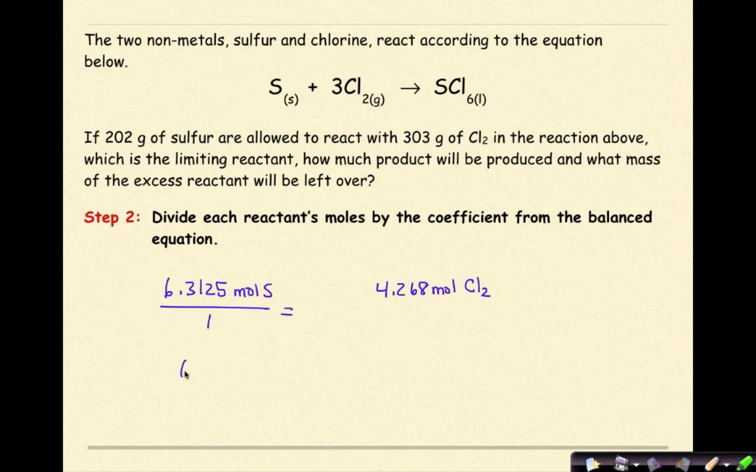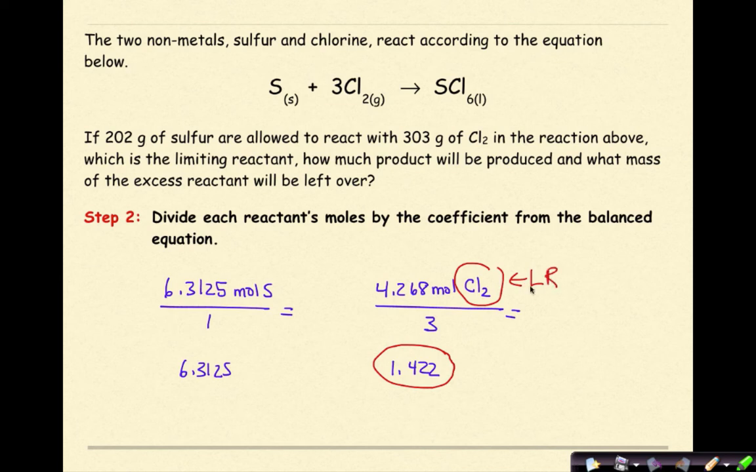So that's just going to give us 6.3125. And the coefficient in front of the Cl2 is 3. So if I divide that out, it's going to be 1.422. Now I'm going to look at these two numbers and I'm going to say which one is smaller. And obviously the 1.422 is the smaller one, which means the Cl2 is our limiting reagent. This is what's going to drive how much product is formed. This is the reactant that will be completely consumed.